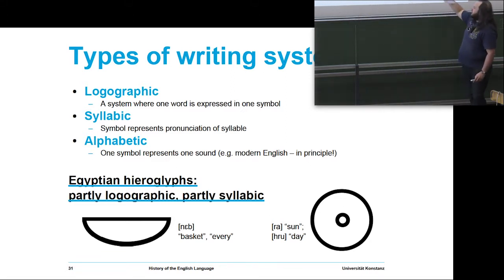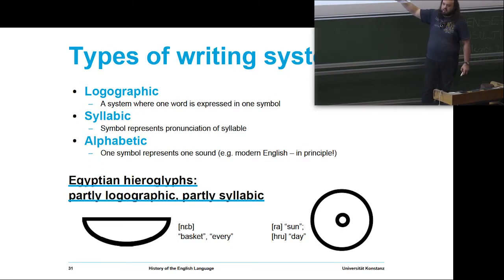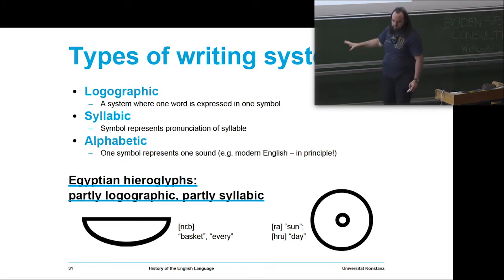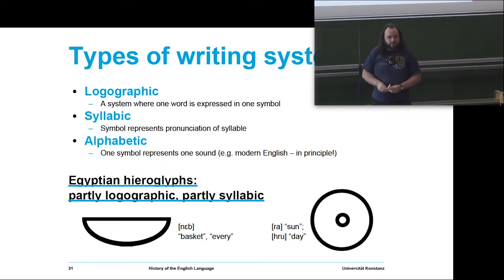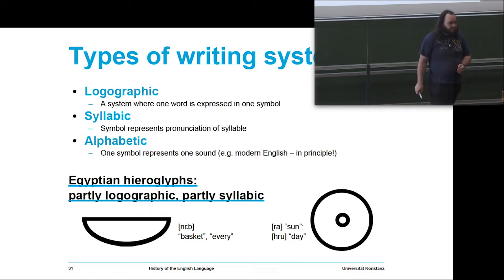Similarly, you get this shift where this word ra means sun, and it can also stand for the word hru, meaning day, because every day the sun comes up. There's a kind of metaphorical shift. So this system is not purely logographic. In fact, it's difficult to imagine a completely and purely logographic system. Sometimes people say that Chinese is a logographic system. It's not. Chinese is actually syllabic in this sense, or at least mostly. Again, like Egyptian, it's some combination of the two.